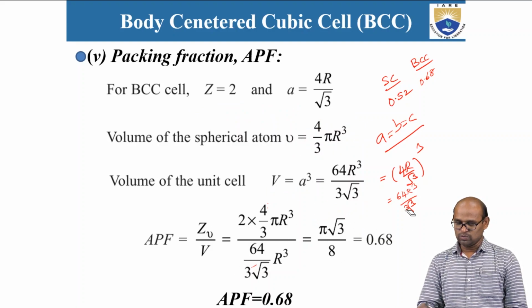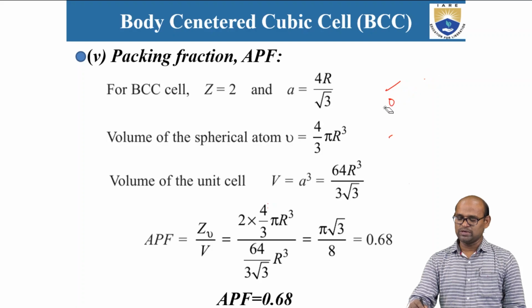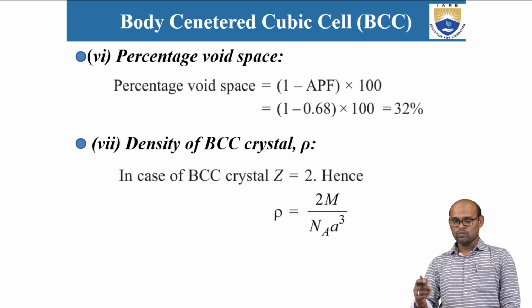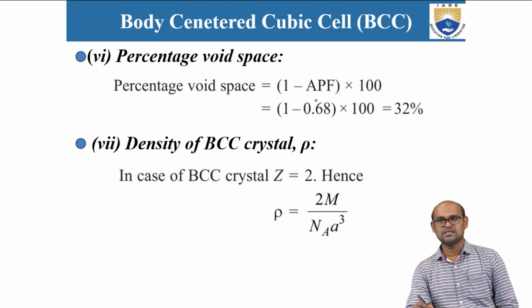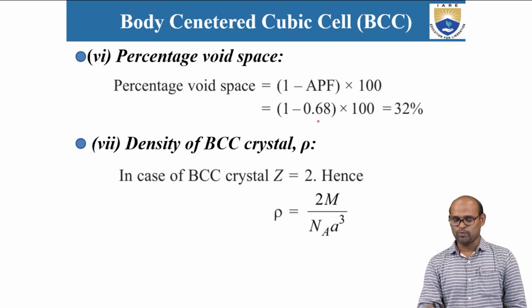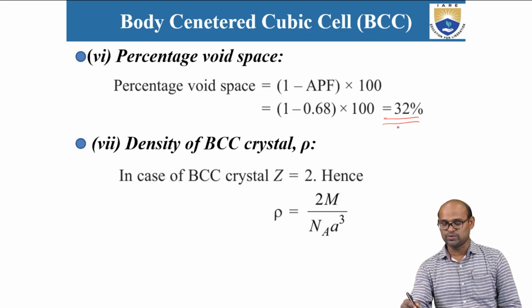Okay, so now let us look into the void space. Void space is nothing but the unoccupied space, unutilized space, empty space in the BCC unit cell. Percentage of void space is nothing but 1 minus atomic packing fraction. Total volume is 1, so 1 minus the space that is occupied by atoms. That is 0.68 for BCC, so 1 minus 0.68 is 32%. Okay, so 32% of the space is empty space in the BCC unit cell.